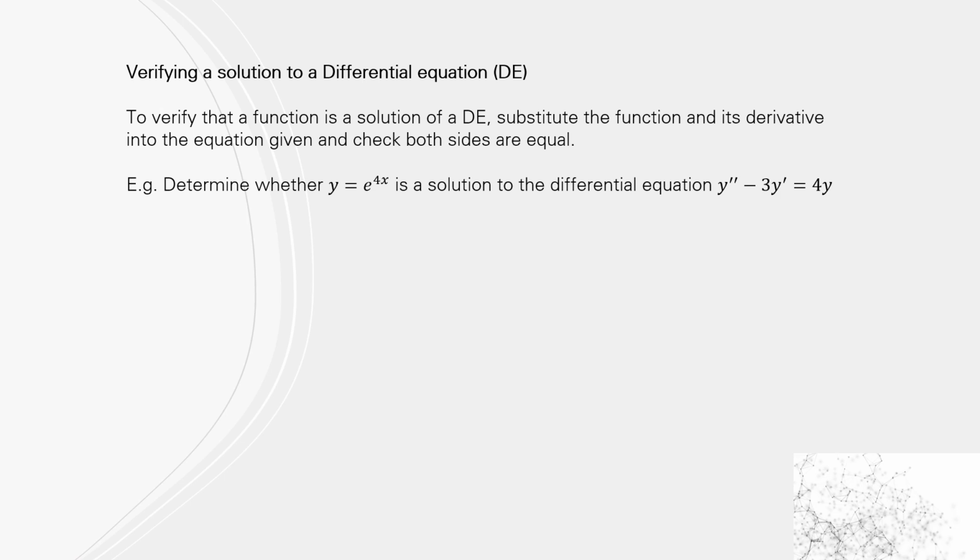So we're going to determine if y equals e to the 4x is a solution to y double dash minus 3y dash equals 4y. So the derivative of e to the 4x is 4e to the 4x, and the second derivative is 16e to the 4x. Left-hand side is y double dash minus 3y dash. So replacing that, you get 16e to the 4x minus 12e to the 4x. That's 4e to the 4x. The right-hand side is 4y, so that's 4e to the 4x, and the left-hand side equals the right-hand side. So therefore, y equals e to the 4x is a solution to that differential equation.